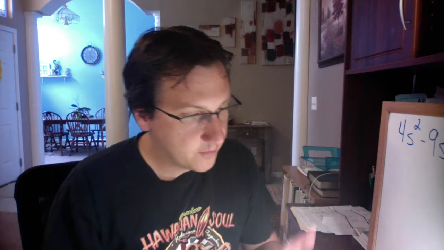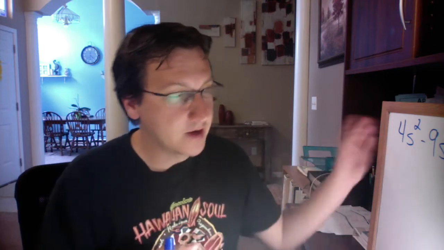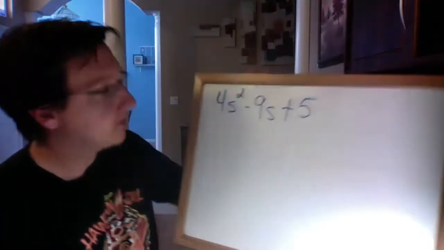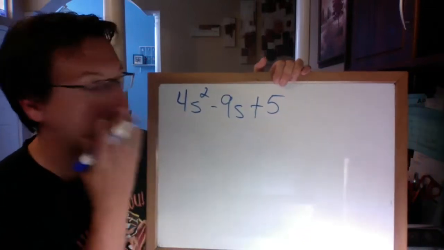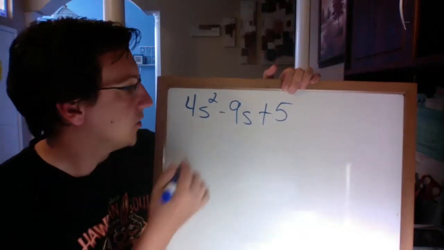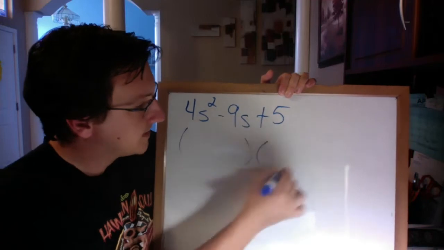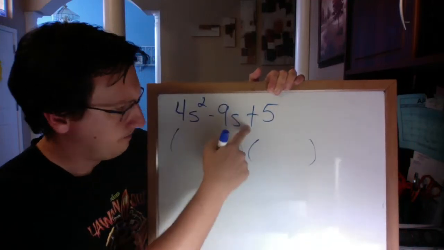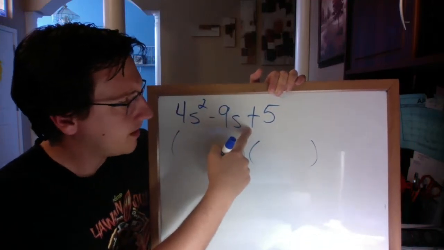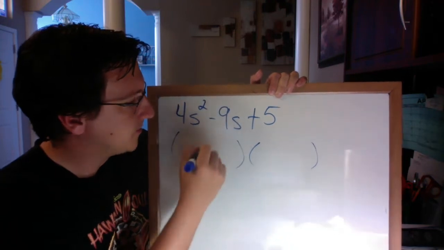So page 594, guided practice at the top, I went ahead and wrote down the second problem, number 2 there, 4s squared minus 9s plus 5. I'm going to go ahead and throw my parentheses out here, get that ready. I know by looking at this sign, they're going to be the same, and this means they're both negative.